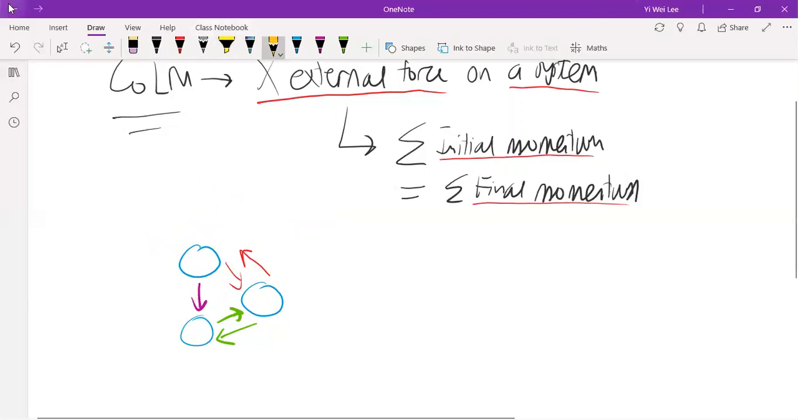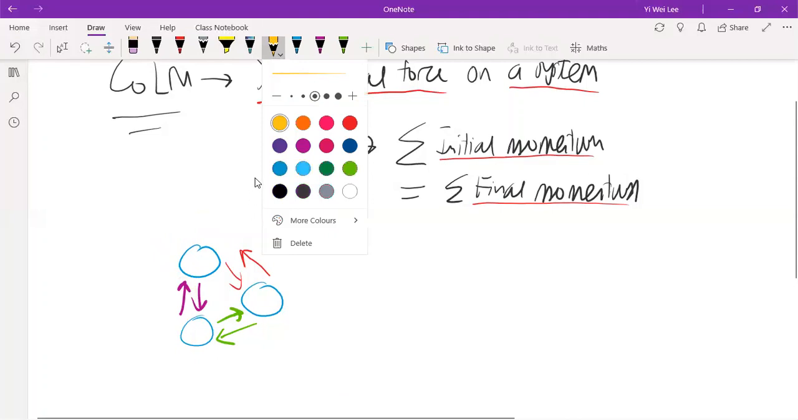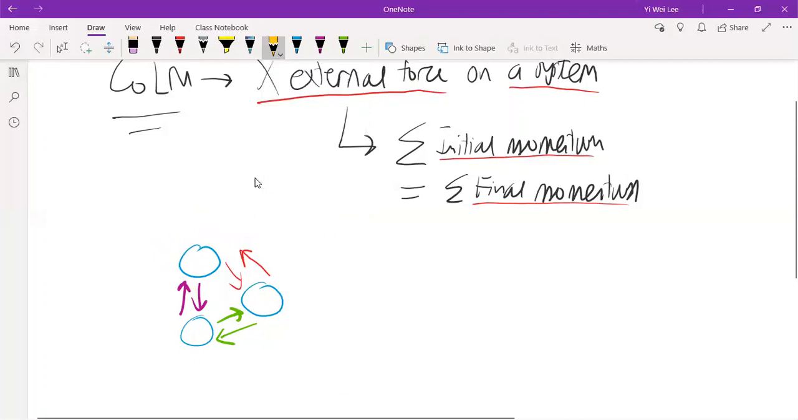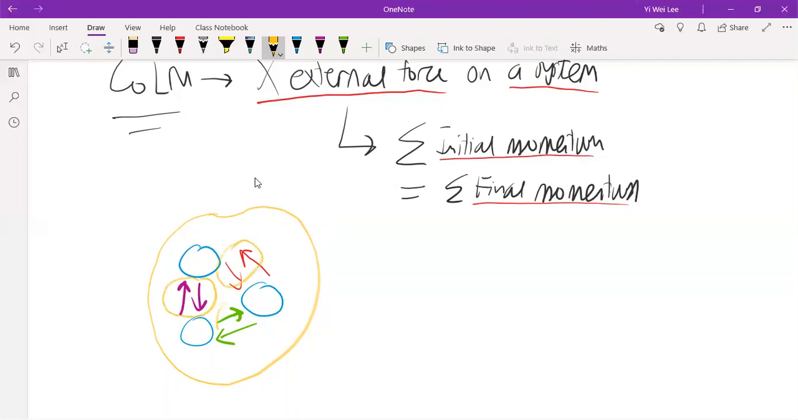Now, if today, assuming that I were to have a change in definition, if today I were to draw a boundary across this whole thing, I want to draw this whole thing as a boundary, and I assume that this whole thing is my system. If I assume that this whole thing is my system, all these forces here, now they all became internal forces. They all became internal forces. You see that?